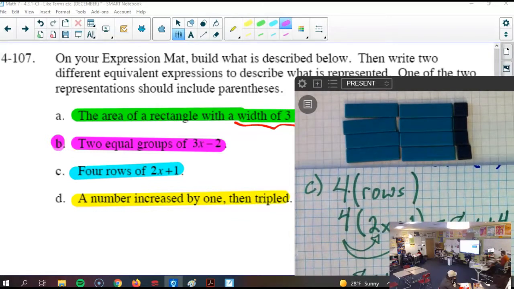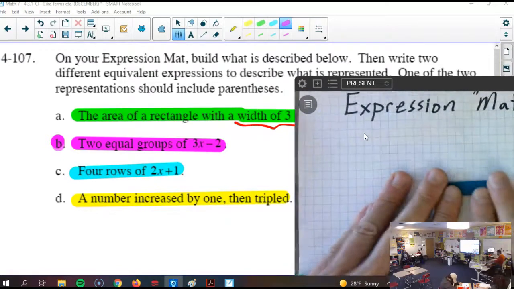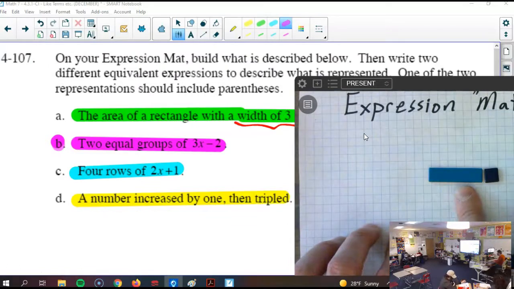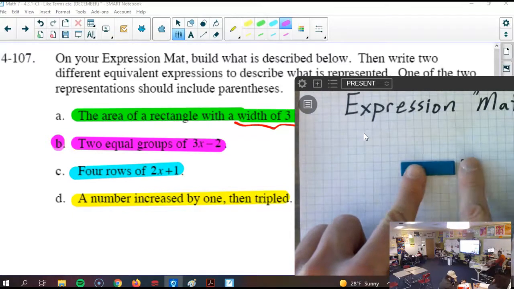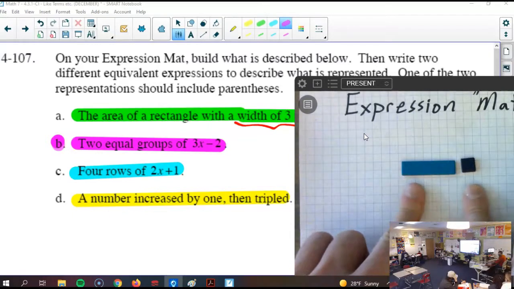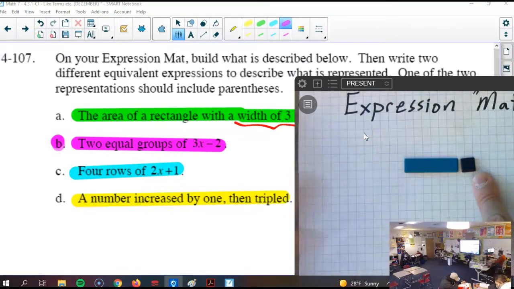All right, this is a tough one, so you can pass if you want. But Aiden, how can I set up, using algebra tiles, a number increased by 1, then tripled? So 1x plus 1. So a number increased by 1. X and 1. Guys, take a pause. Does this make sense why Aiden said this is a number increased by 1? 1x, 1, 1.